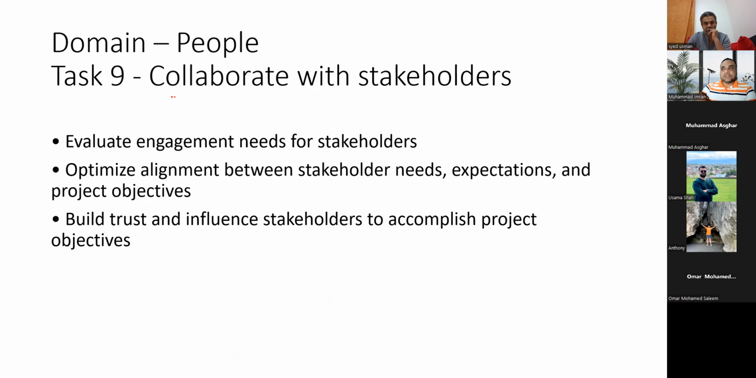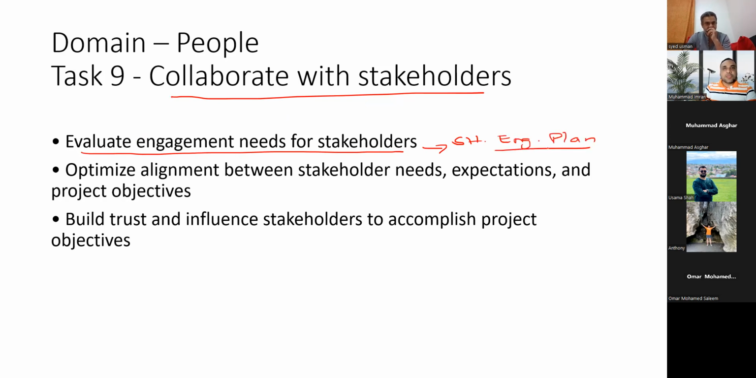Task 9, as I said, we are going towards stakeholders: collaborate with the stakeholders and evaluate engagement needs for the stakeholders, which means we are discussing the stakeholder engagement plan. And we said, who is a stakeholder? Anyone who is being impacted by the project or will be impacted by the project or its outcome. Based upon that, we did some exercises like the power-interest grid, or, if it is three-dimensional, the power-interest-influence cube. We also did the salience model.